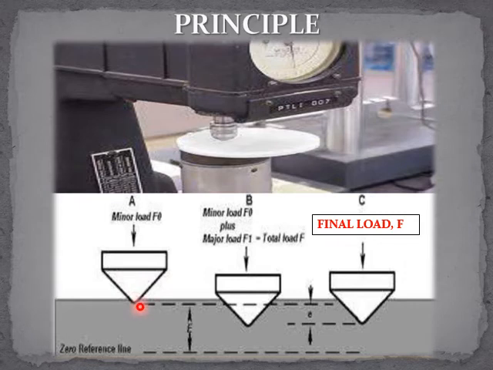To have the depth reading more accurately, a heavy load, the major load F1, is applied along with the minor load F0. So the total load F acts on the indenter. Now the depth of penetration increases. The difference in depth of penetration with respect to the total load and the minor load is measured with the help of the microscope. This measurement indirectly gives the hardness of the material.